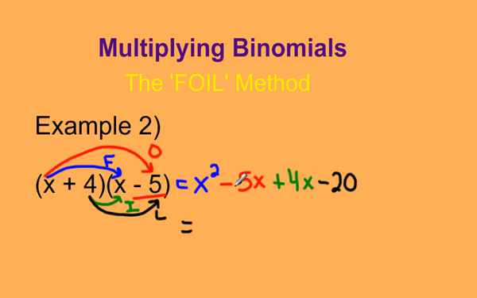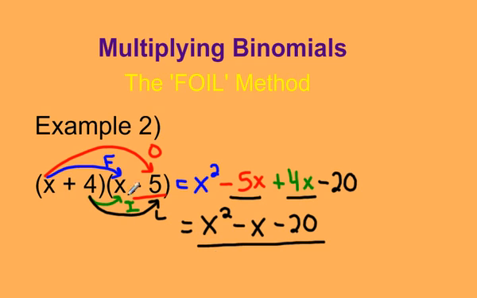Again, I'm going to look to see if I can combine any of these terms, and I see that I have 2 with x's, so I can put those together and simplify. This is going to equal x squared. Negative 5 plus 4 is negative 1x. Instead of writing the 1, I can just write x. And minus 20. So there's our final solution. X plus 4 multiplied by x minus 5 gives us x squared minus x minus 20.